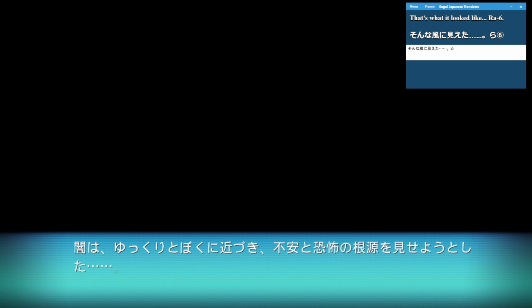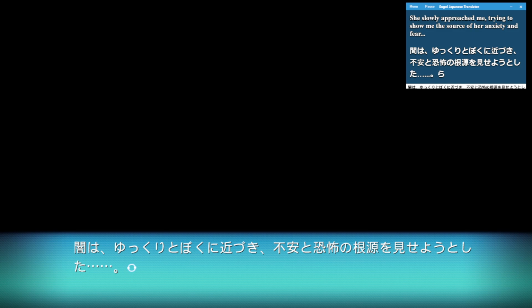That's what it looked like. Yeah, that darkness looks like anxiety. Shadow is a different kanji. Okay. Looked like anxiety and fear. That's what it looked like. The shadow, or the darkness, slowly approached me, trying to show me the source of my anxiety and fear.